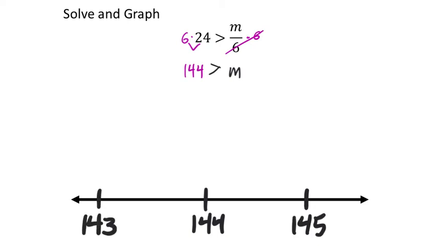But the circle at 144, because remember, this is where they're equal to. This would make the original equation equal. I'm gonna have an open circle there, okay, because it does not show that m could be equal to 144. This one is not eating the m, which means the line will go then to the left.